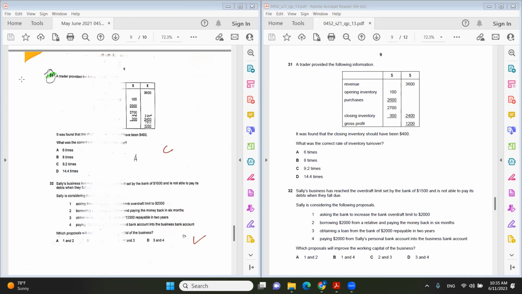This one I think is repeated. It was found that the closing inventory should have been... okay. I think this is a repeated question, if I'm not mistaken. Yesterday we discussed already. Okay, let's explain. Normally, most of the time, I'm not 100% sure.